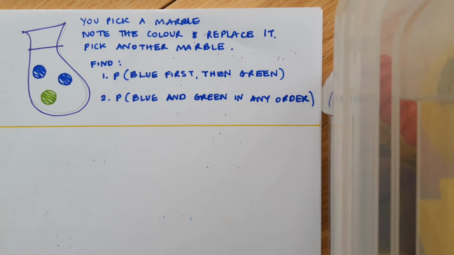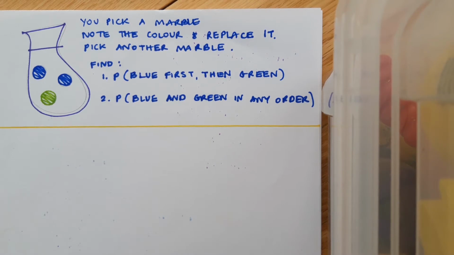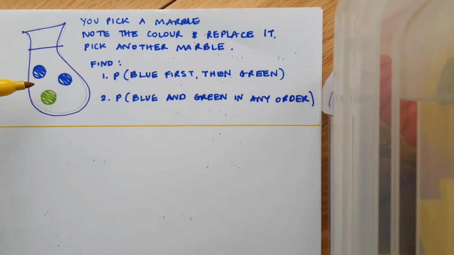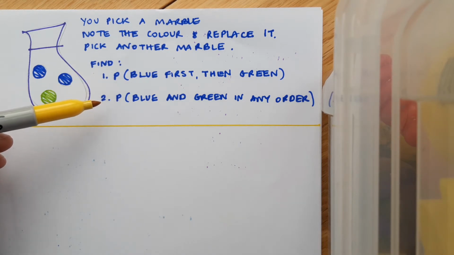This is a video on probability and using tree diagrams. So my question is, I've got a bag of marbles, I want to take one out, note the colour, and put it back in, and then pick another marble. And I've got two questions then. Probability of picking a blue first and a green, and a blue and green in any order.